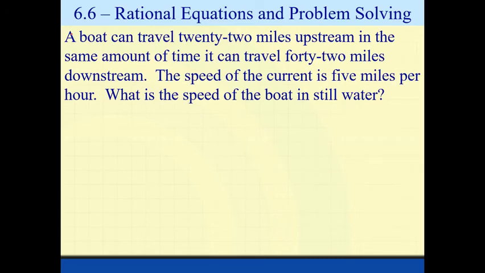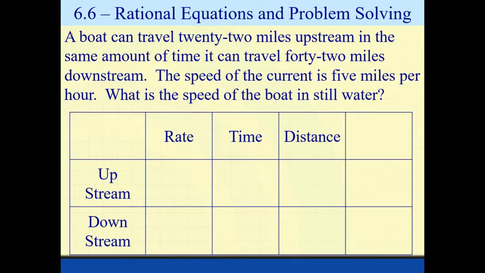We have a boat. It can travel upstream 22 miles in the same amount of time. Again, same amount of time is here. It can travel 42 miles downstream. And then they tell us that the speed of the current is 5 miles per hour. And what is the speed of the boat? Well, we don't know what the speed of the boat is, but we're going to let it be x.